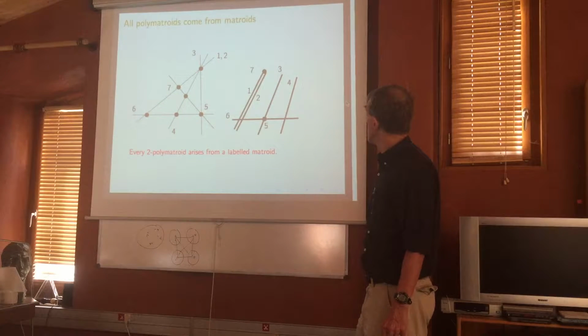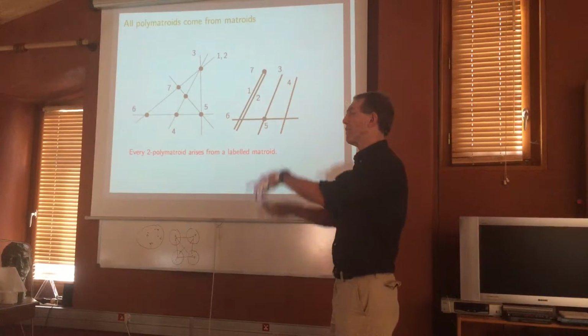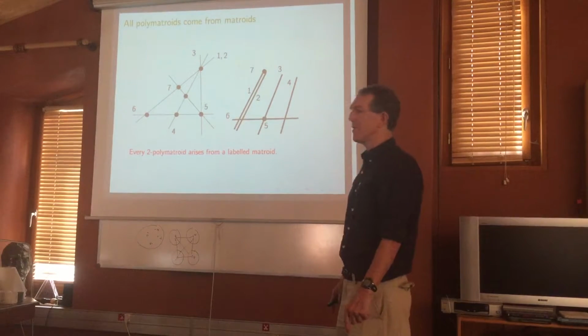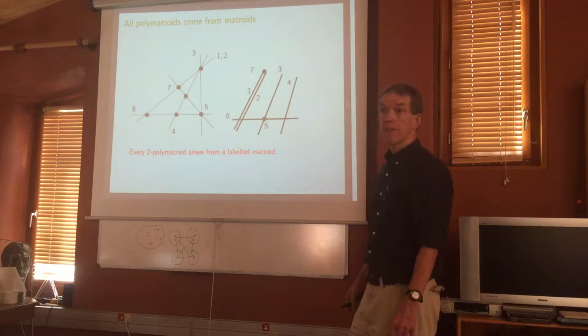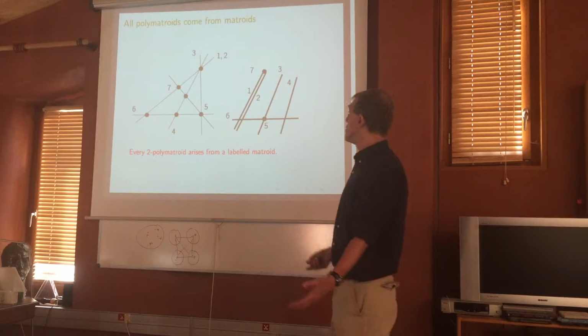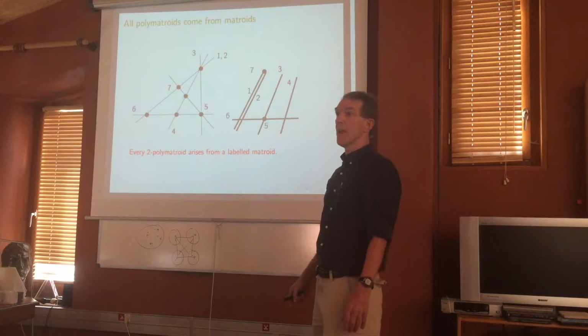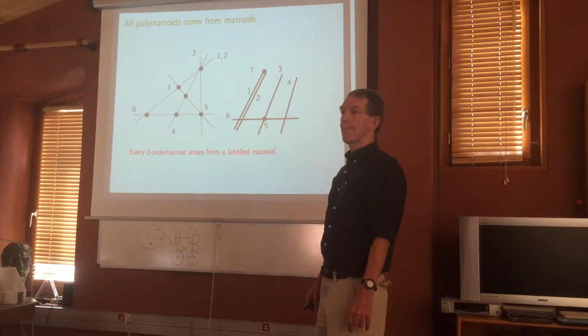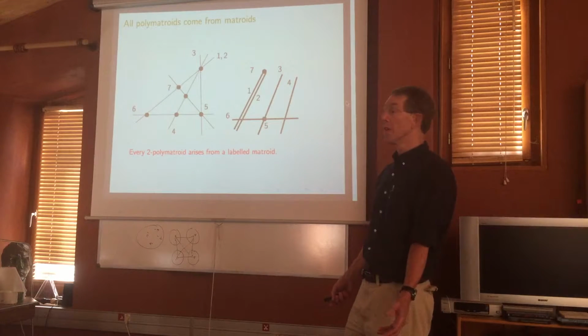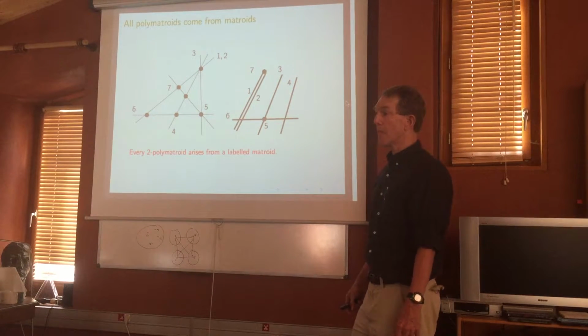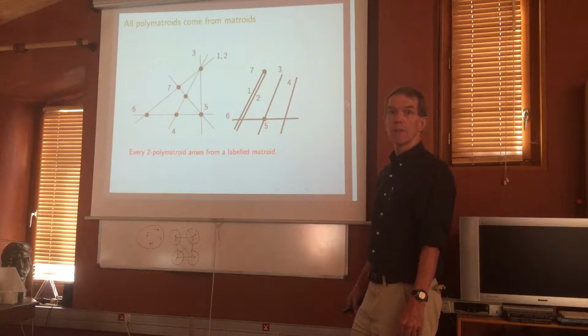One and two the same line? Yeah, 1 and 2 are sort of parallel lines, if you like. They're sitting on top of each other, the same way you talk about parallel points. And this is, of course, only in rank 3. So every two-polymatroid arises in this way from a labelled matroid. So they're not really bizarre structures. They're structures that are familiar to you. It's just that I'm labelling some of the flags, not just the points.